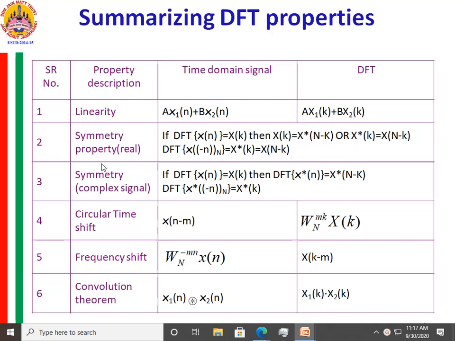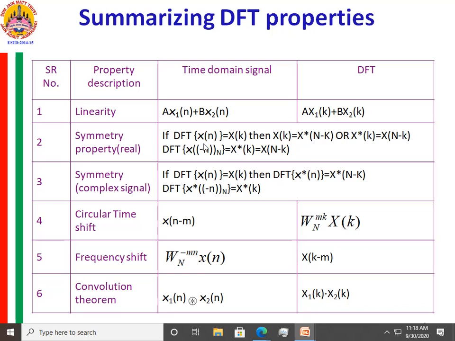We have seen the symmetry properties. I have not given you the proof of this linearity property. This can be proved in a similar way to how we proved the linearity property for the Z transform. In the same way you can prove it here for DFT also. Symmetry properties I have given to you.